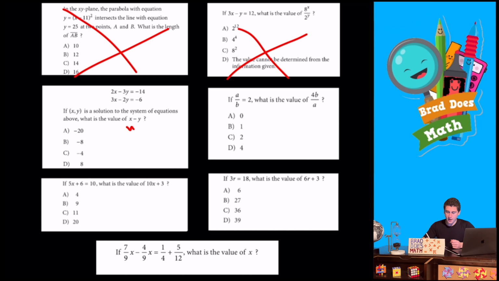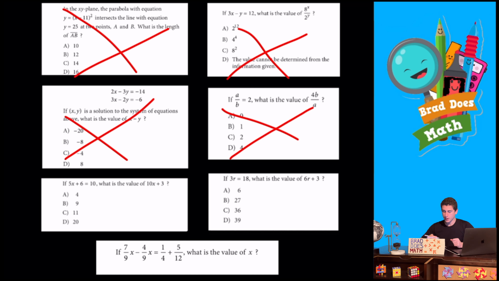Here they ask us for x minus y. Now I see some x's, see some y's, but I don't see x minus y. I see 3x minus 2y. That's no good though. We only want to be plugging in for a certain thing that the question's asking us for, x or y. So no good there. Now, what is the value of 4b over a? Again, there's no place to plug in 4b over a.